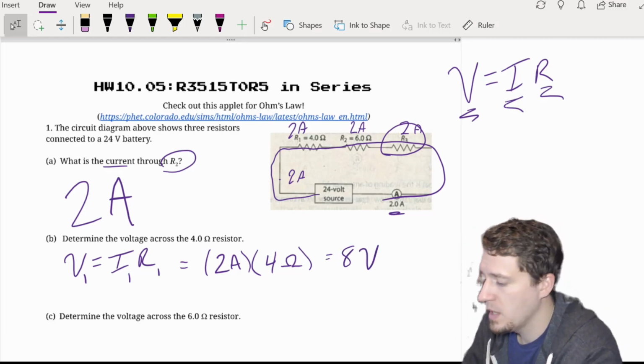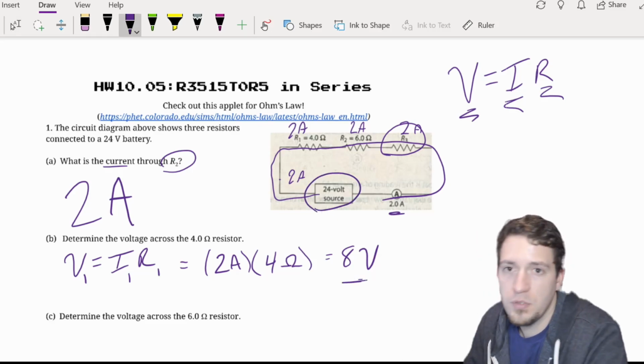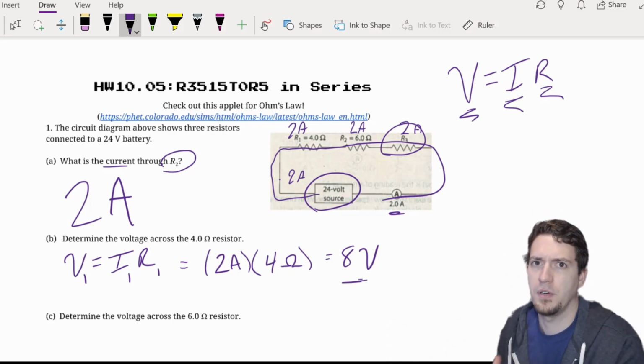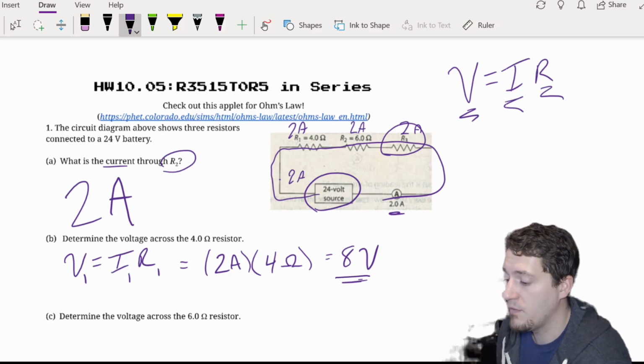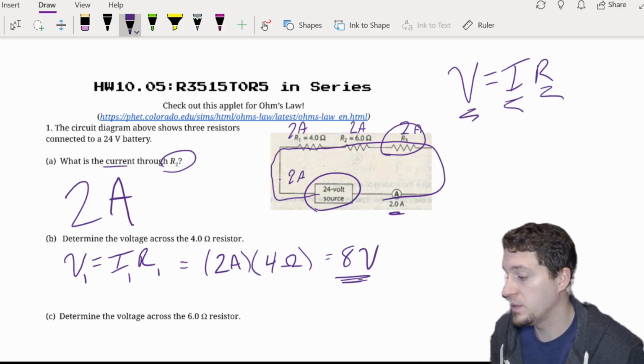A little check for us. These resistors should, at a maximum, use 24, but should be less, because that's all the energy in the circuit, 24. So if I got, for instance, like 80, because I did my math wrong or something weird, that's way too much.